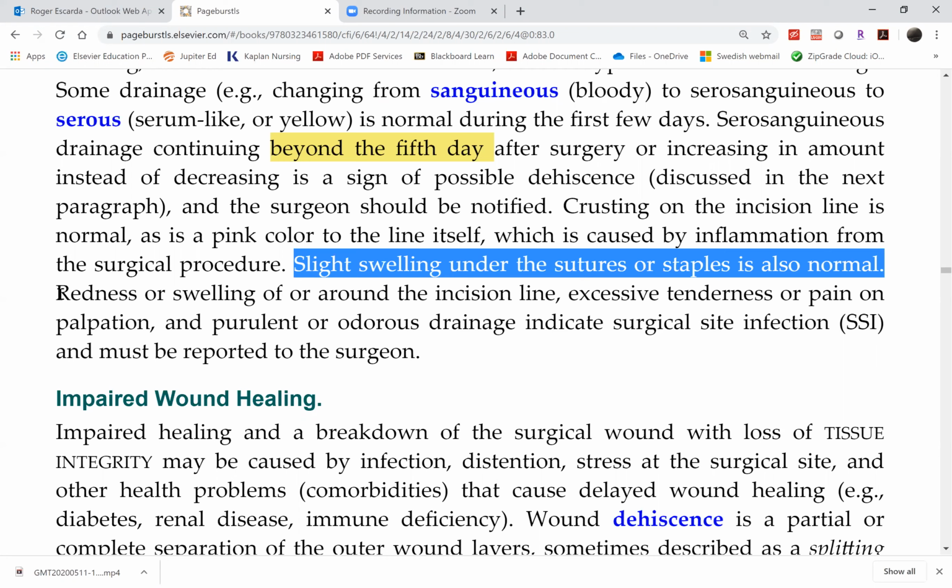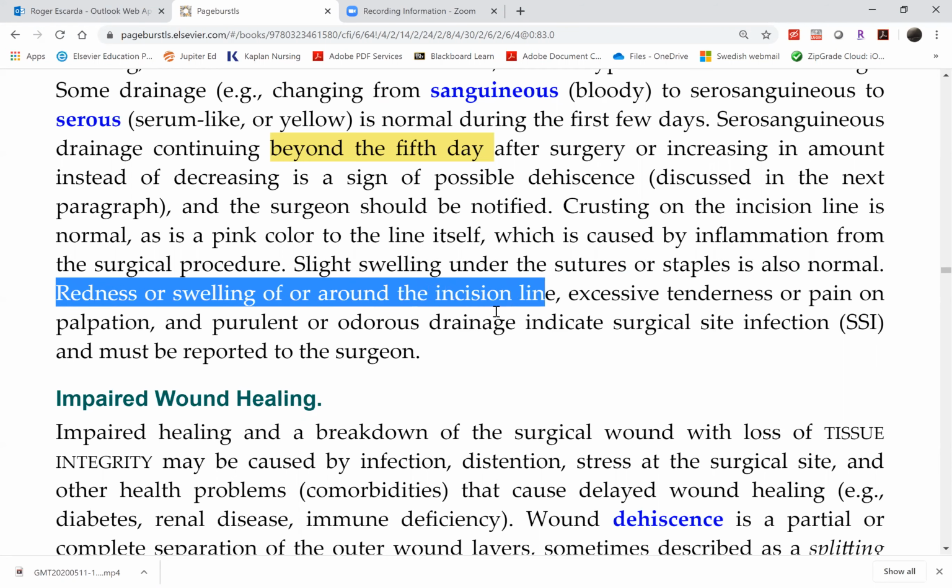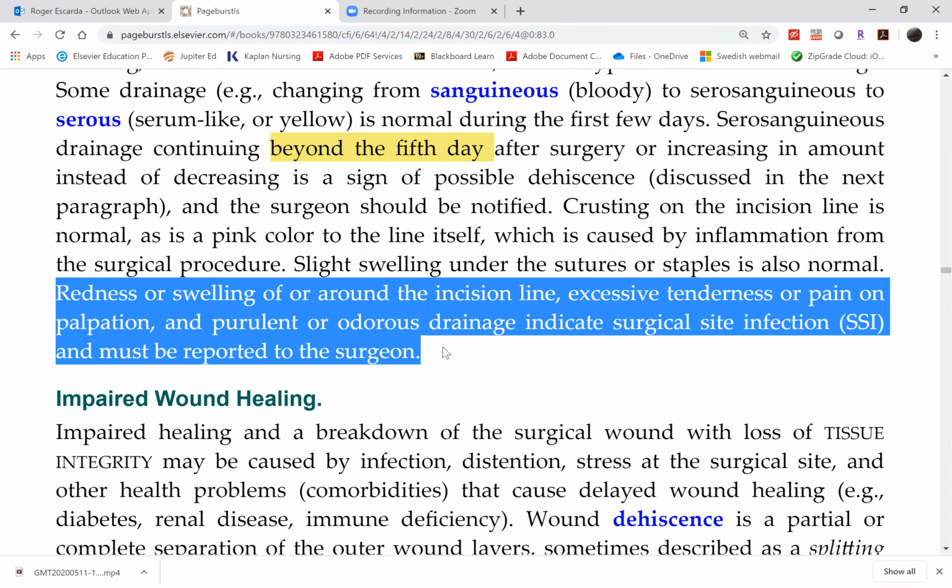So these are all reportable. Especially if your drainage is now multicolored or very colorful, that's not good. If you have orange, brownish, or yellowish drainage or discharge, those are all signs of infection.